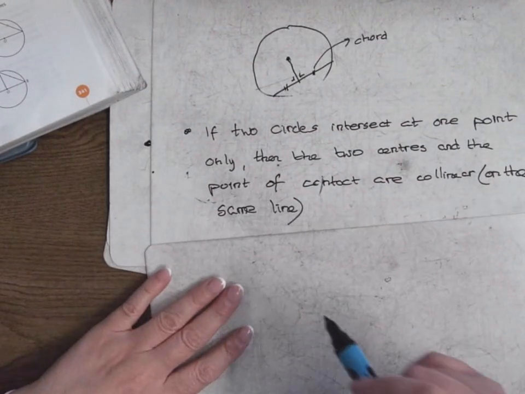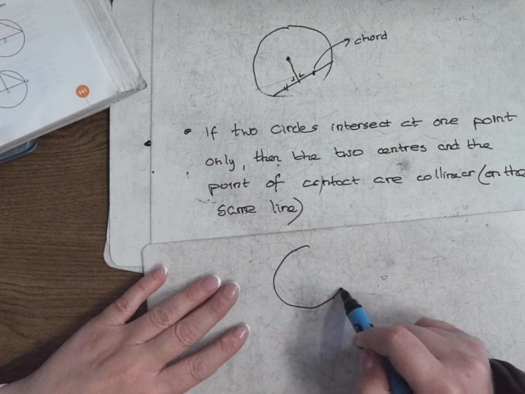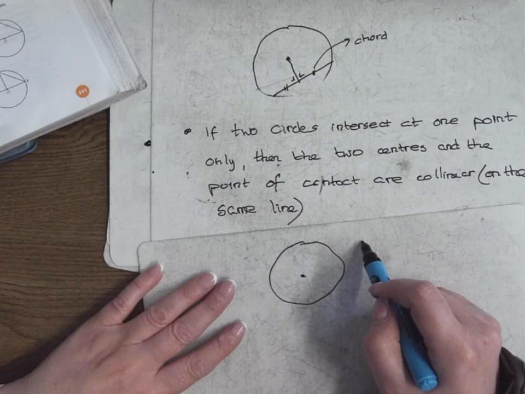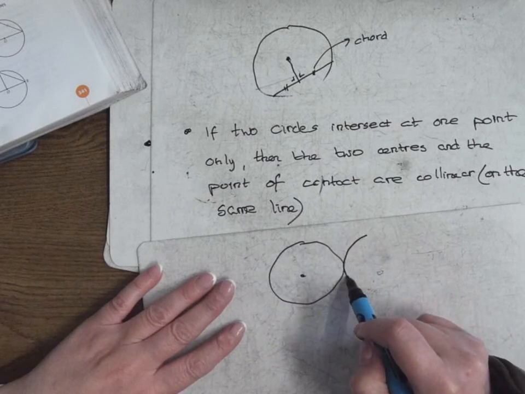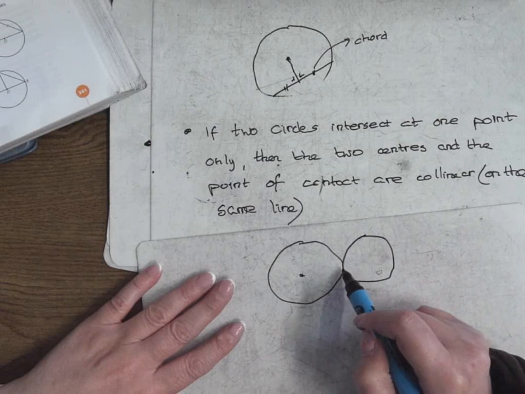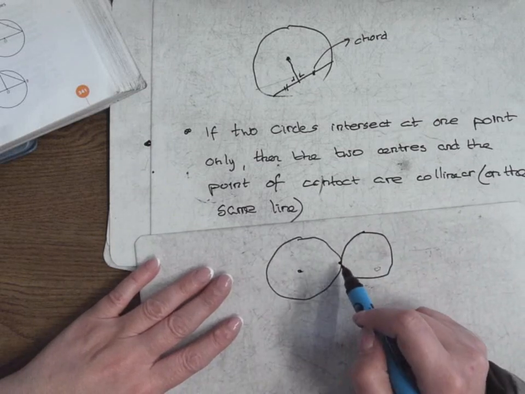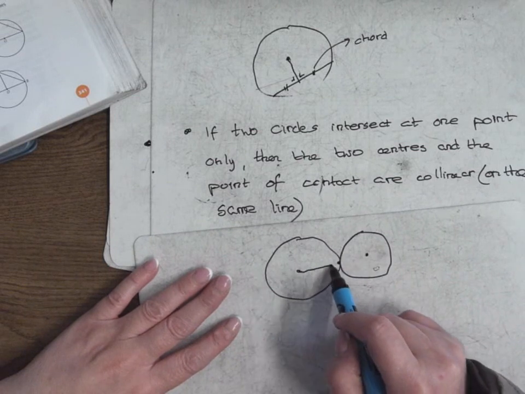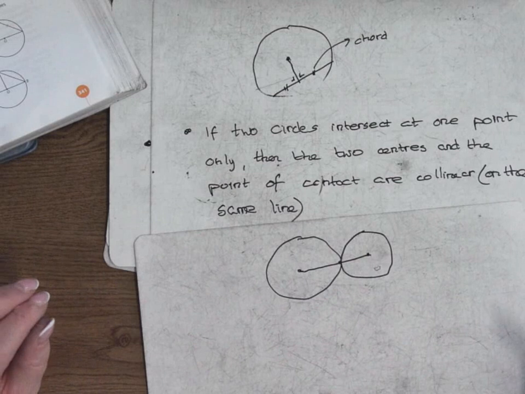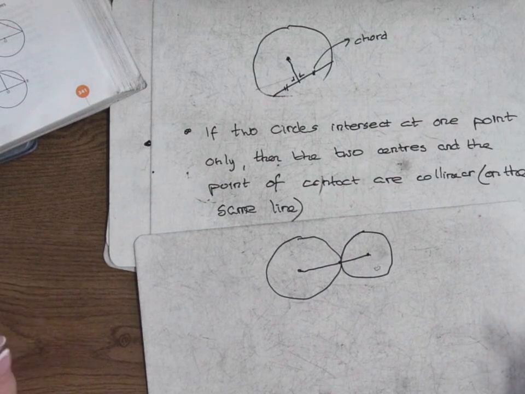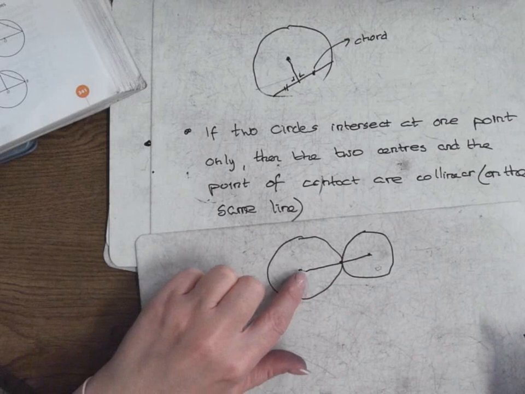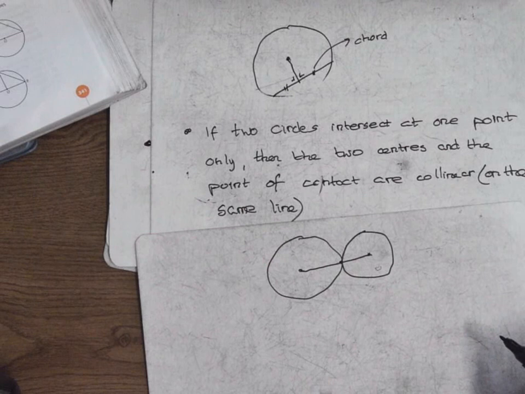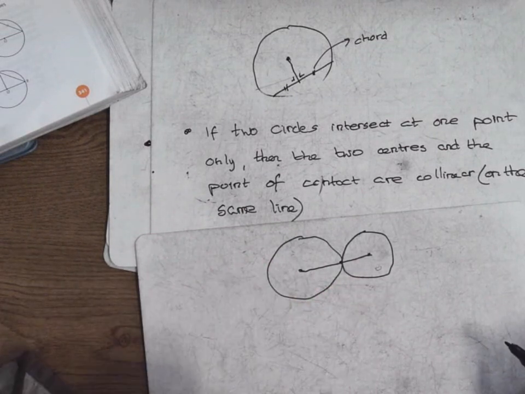So if you have a circle, and you have a second circle, and they intersect at one point only, so they just touch there. And there's the centre of the other circle. Those three, you can draw a line through those 3 points. They make a perfect straight line. So if you have 2 circles, each with a centre, and they touch at 1 point of contact, those 3 points make a line.